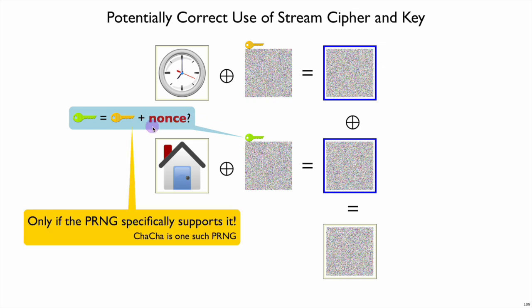So only do this sort of thing if your random number generator specifically says that it's okay to use it in this way. And we will see one such random number generator that says you can use it that way. It's the ChaCha algorithm, but otherwise just don't do this. It would be an example of misusing your cryptographic tools if you do this without the right kind of random number generator.